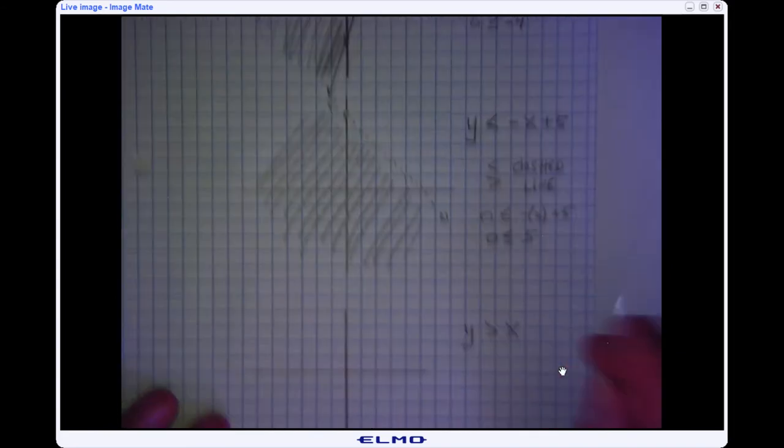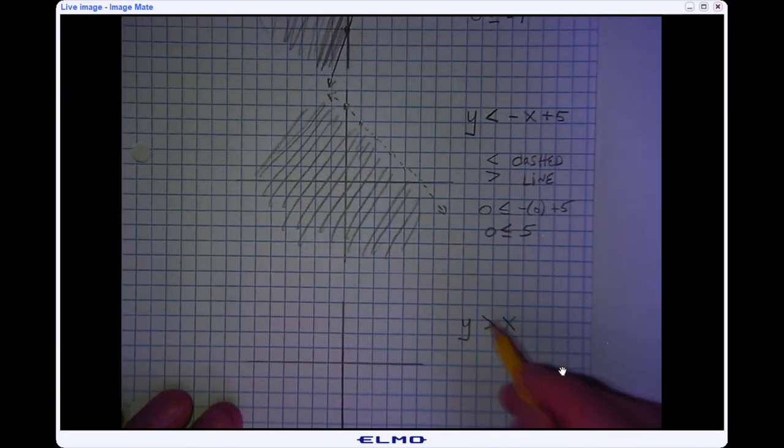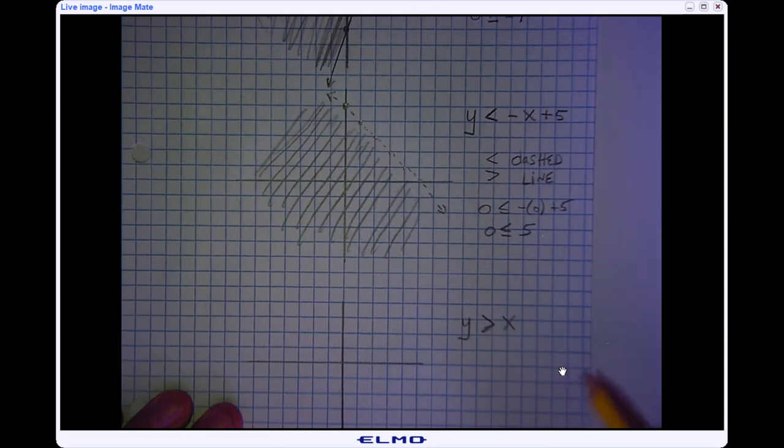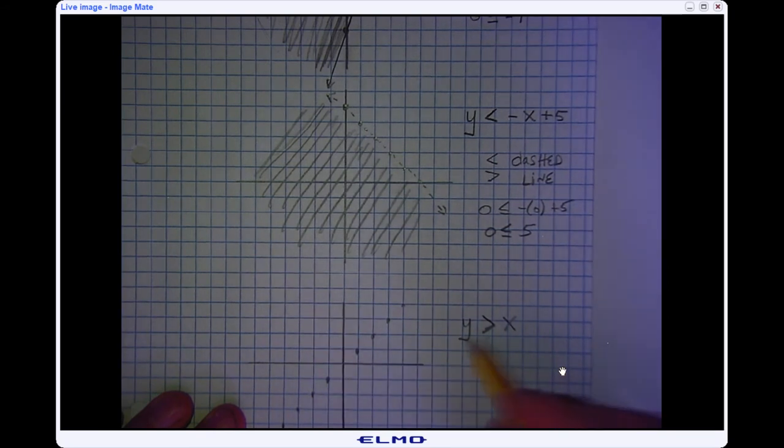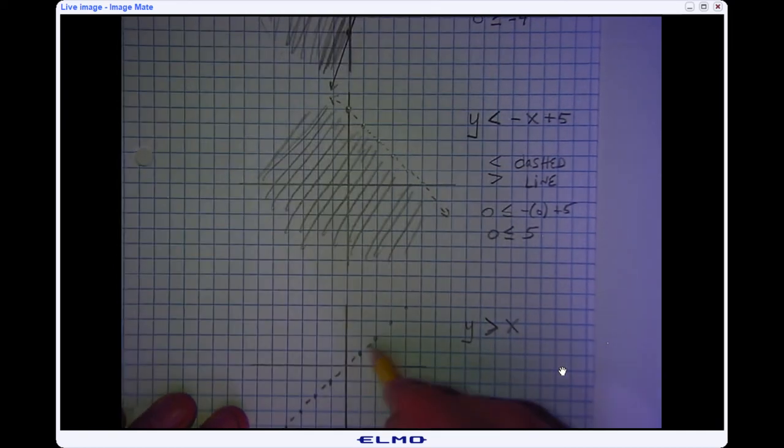My last example for linear is just when y is greater than x. So if I just graph this as y equals x, that means 1, 1, 2, 2, they're all going to be like this. And then when I look at this, there's no equal sign, so it should be a dashed line, not a solid line.